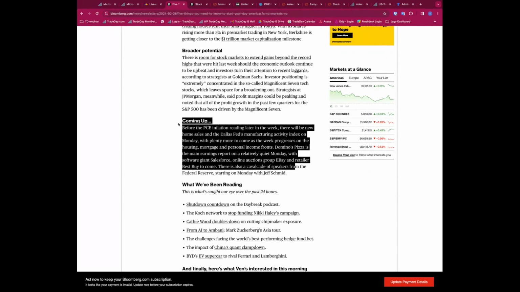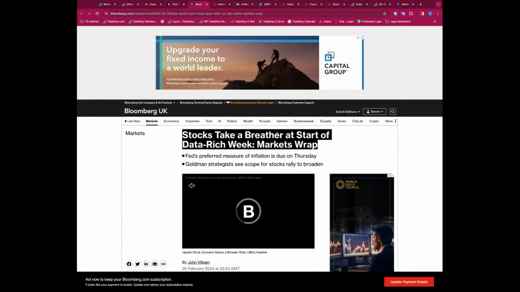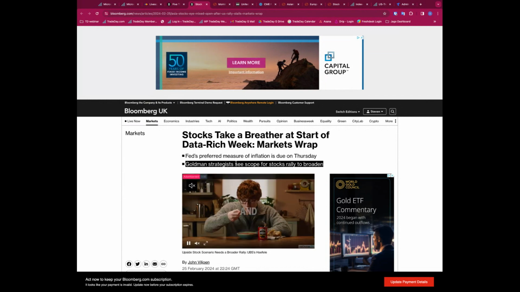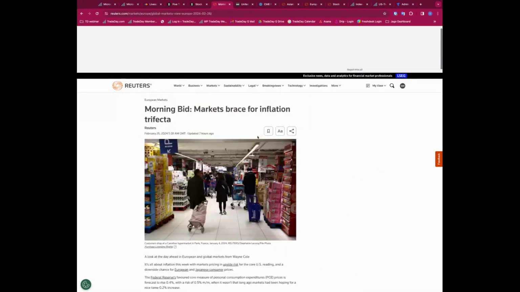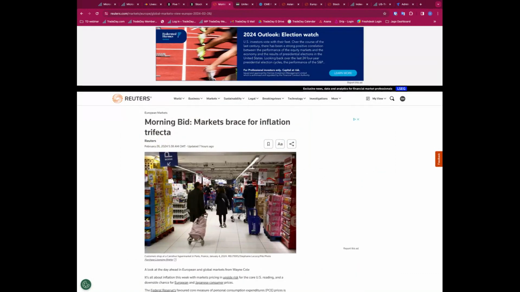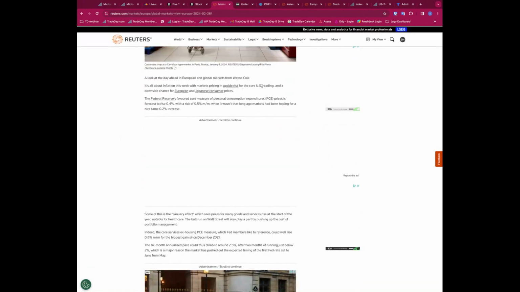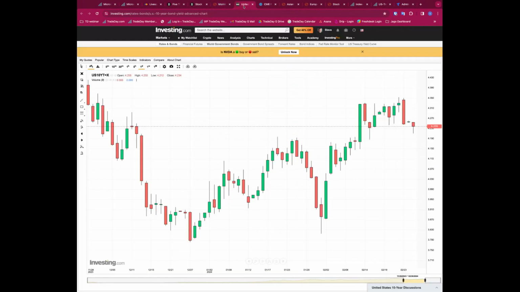And that's talking about the data that we have coming up. Nothing really of note today. Stocks take a breather at the start of a data-rich week. We've already mentioned this, preferred measure of inflation due Thursday. Goldman Sachs says it's key for stocks to rally. We've already covered that. And in here, again from Reuters, Morning Bid: markets brace for inflation trifecta. What are the 3 we're looking at? Well, we already mentioned these as well: the PCE data from the US, and European and Japanese CPI data that we have also this week.